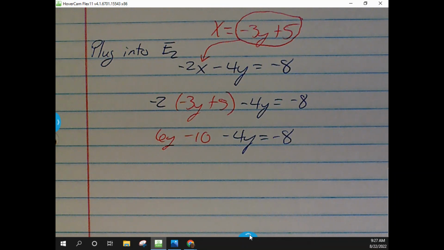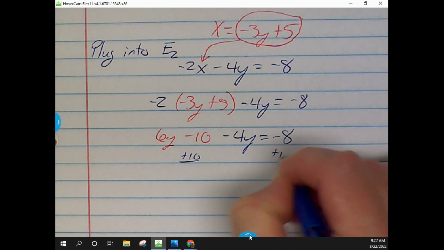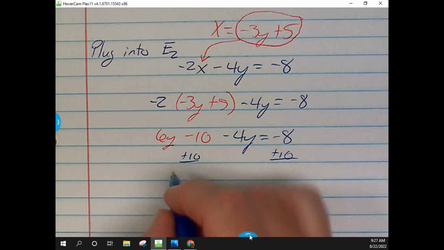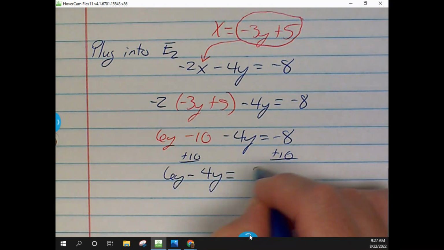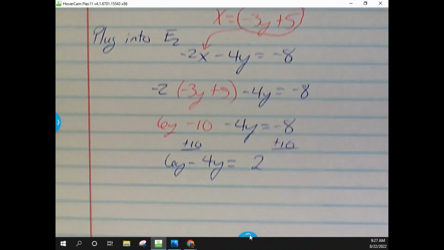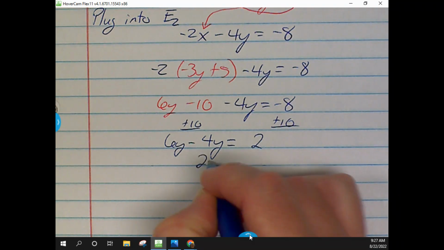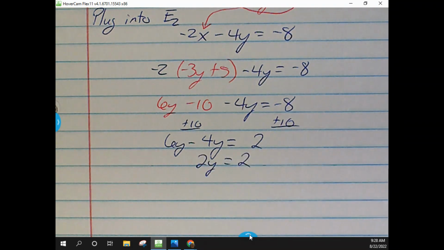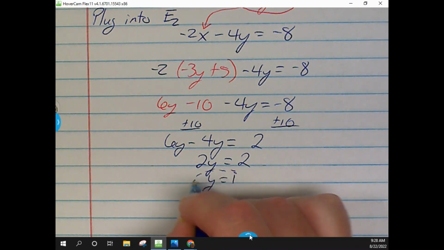All right, and again, here's where you got options of how you want to solve this. When we've got the y's over here, we've got the number. If you want to go ahead and do the plus 10 and move it over here to the side, that's fine. That'll leave you with 6y minus 4y equals 2. And if you have 6y minus 4y on the left-hand side, just keep it together and just make that 2y equals 2. So then we get y equals 1.